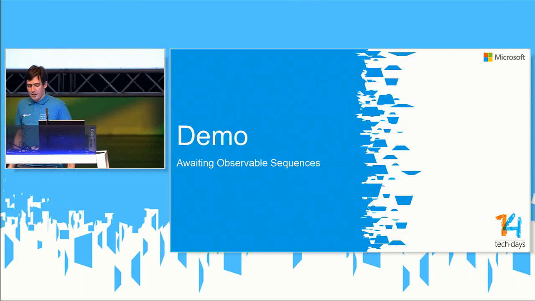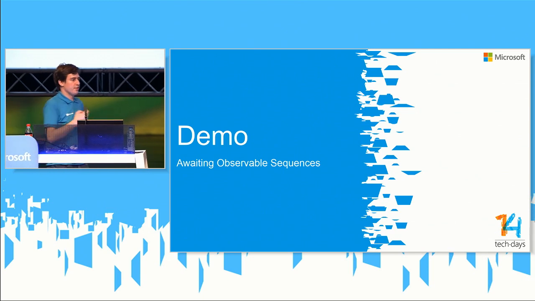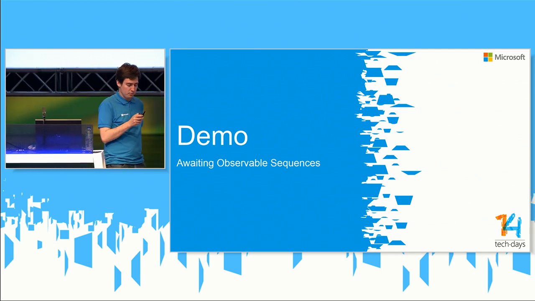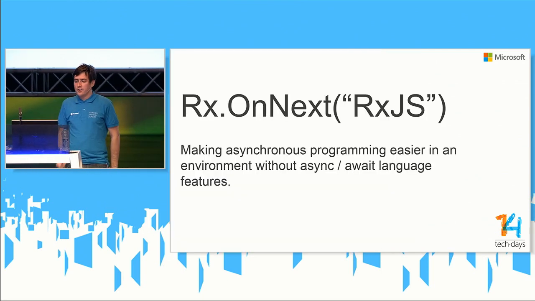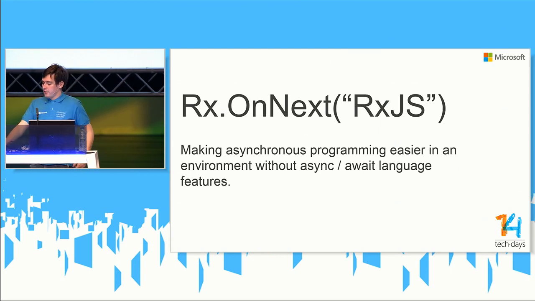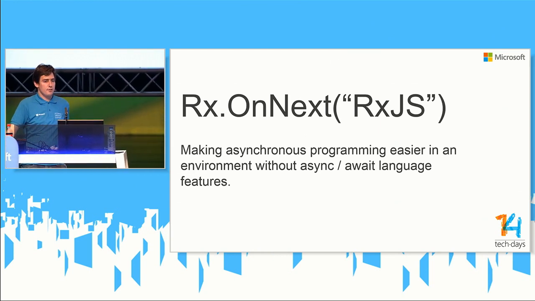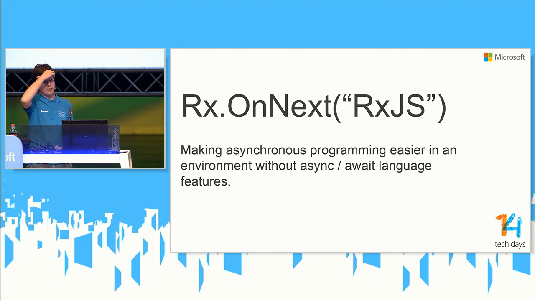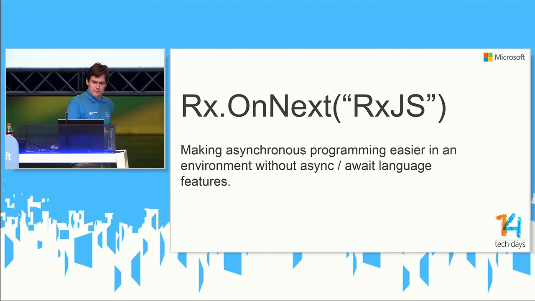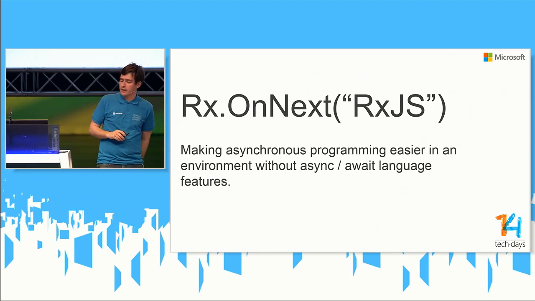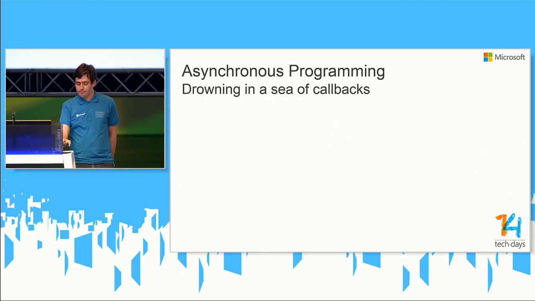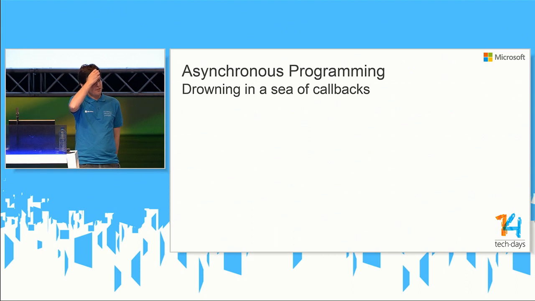Let me actually skip over awaiting observable sequences. It's kind of peanut butter or peanuts, you know, to do that. So let's talk instead very briefly about Rx for JavaScript and then talk about how we're powering Cortana using the reactive extensions abstractions. Actually, I have two more things to talk about before we get there. So first, Rx for JavaScript. Now, in JavaScript, we don't have the luxury of async and await.